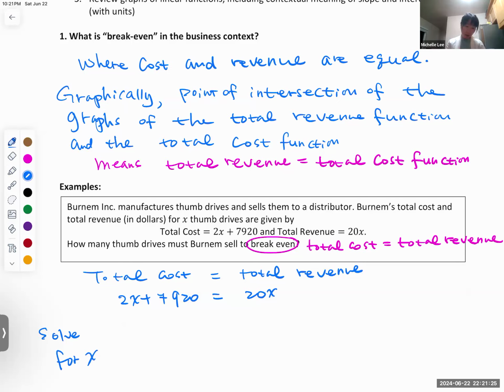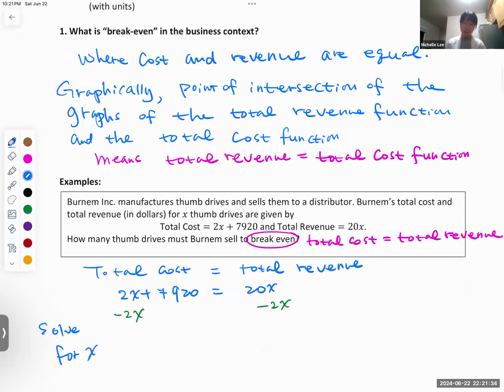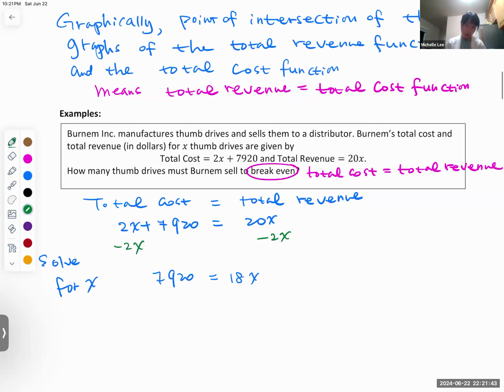We subtract 2x both sides. So we have 7,920 equal to 18x. So we divide by 18 both sides. So we have x equal to 440. Yeah, thumb drives.